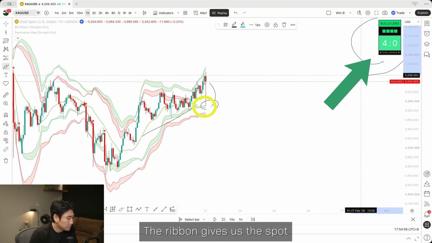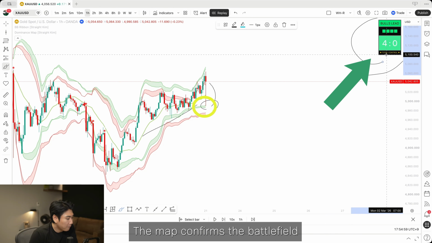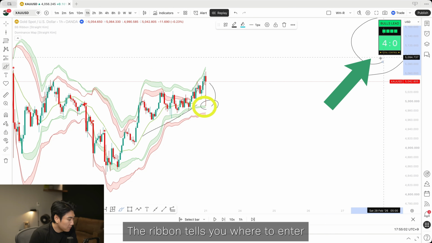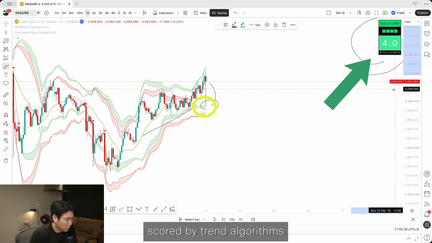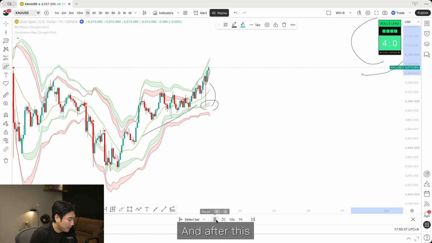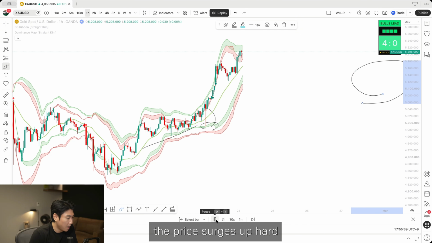The ribbon gives us the spot. The map confirms the battlefield. The ribbon tells you where to enter. The map tells you which side is likely winning right now, scored by trend algorithms. And after this, the price surges up hard.